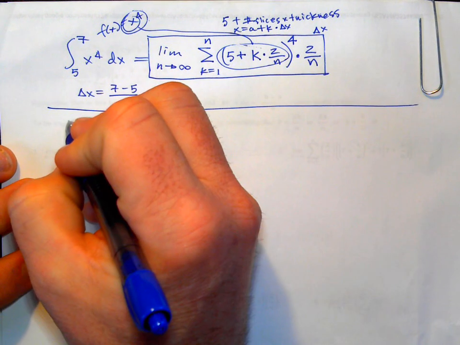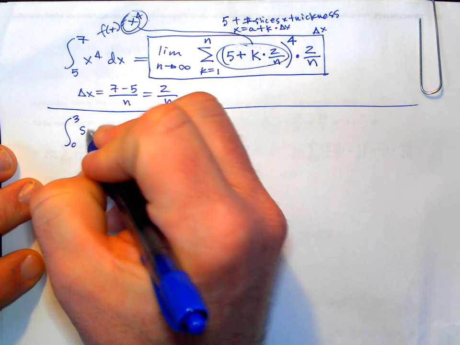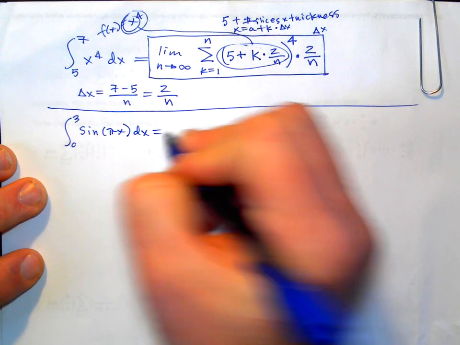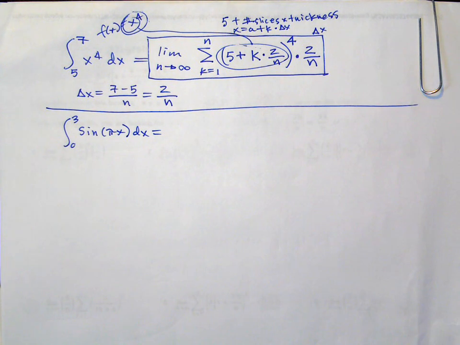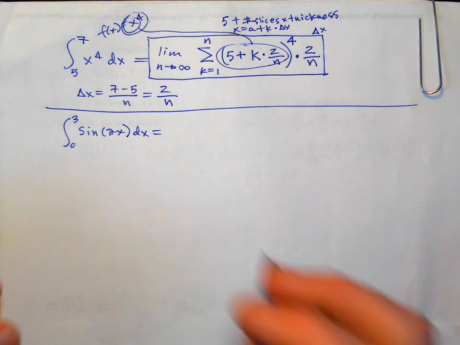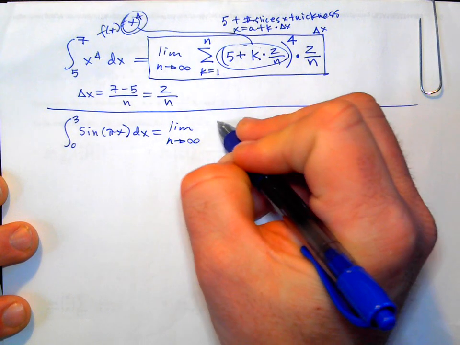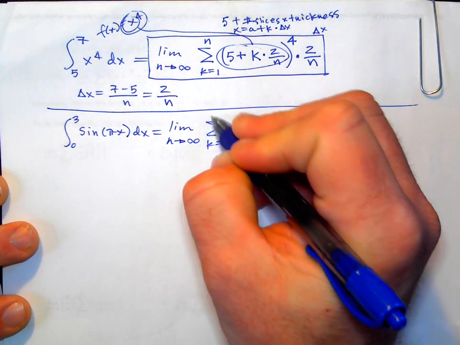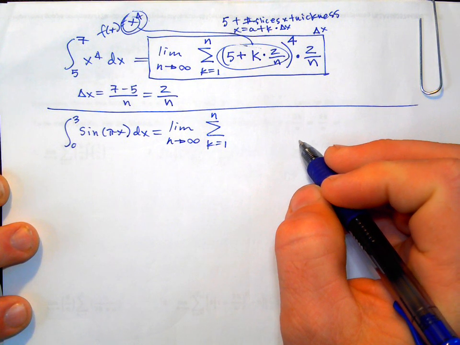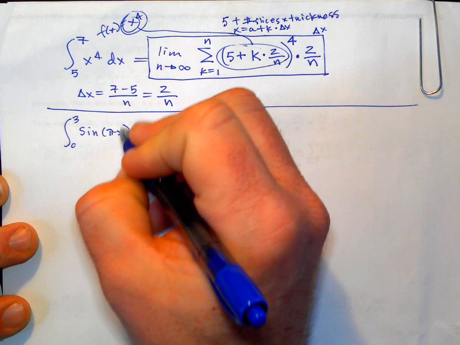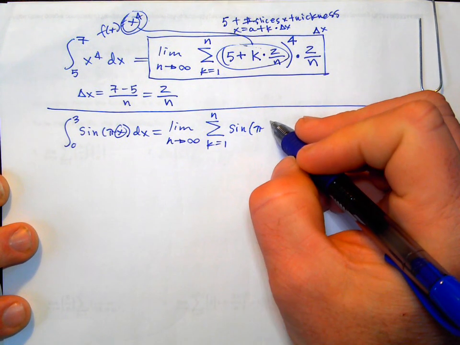Let's try another one: the integral from 0 to 3 of sine pi x dx. If you want, pause the video and give it a try. See how far you can get, and then we'll write the rest and try a few more. It's definitely going to involve the limit as the number of slices n goes to infinity of the summation from k equals 1 to n. And then it's going to involve sine pi, but then we have to figure out what to put in for x.